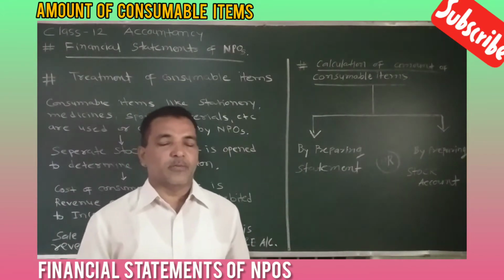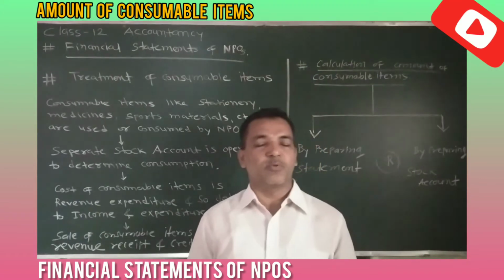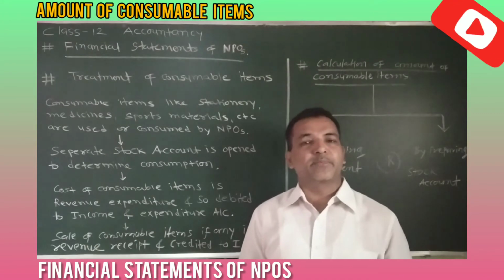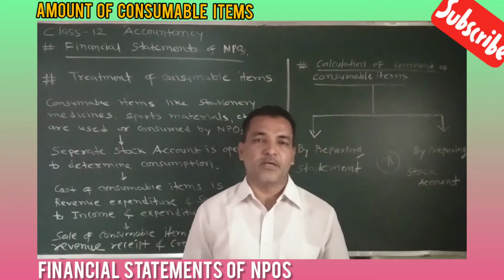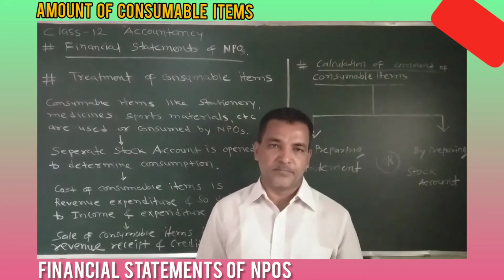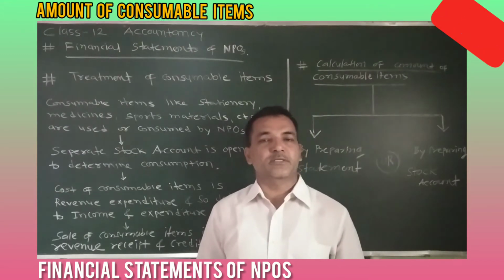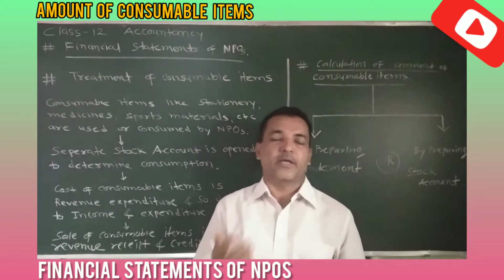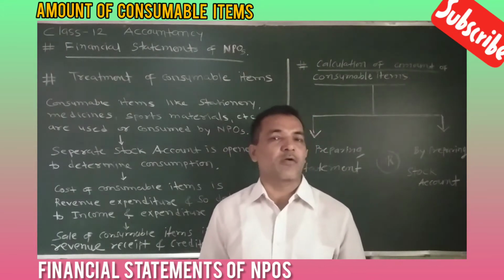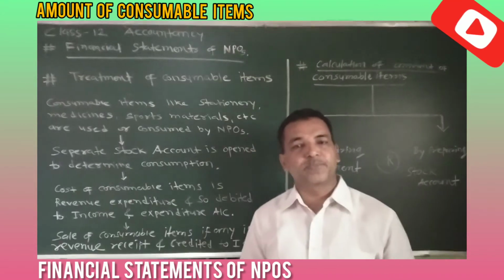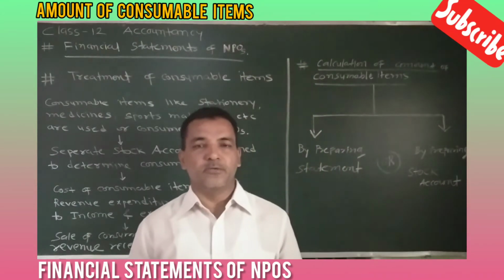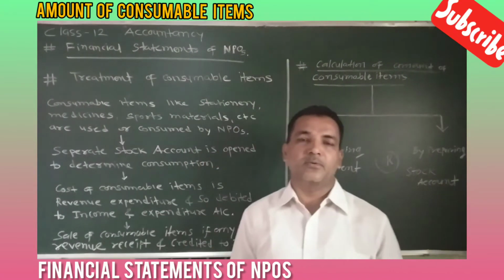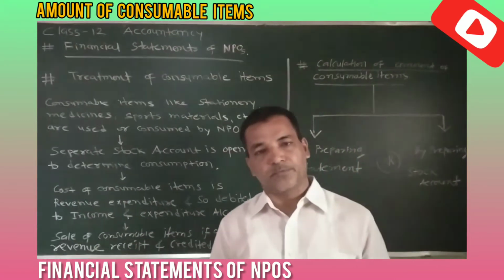One of the items of the income and expenditure account is consumable items. Not-for-profit organizations use different types of consumable items. Say for example, in an office they have to use stationery. Then the cost of stationery consumed we have to write in the income and expenditure account on the expenditure side, because it is a revenue expenditure. If it is a hospital, then in the hospital they use medicines. Then the cost of medicine consumed also they have to debit in the income and expenditure account.